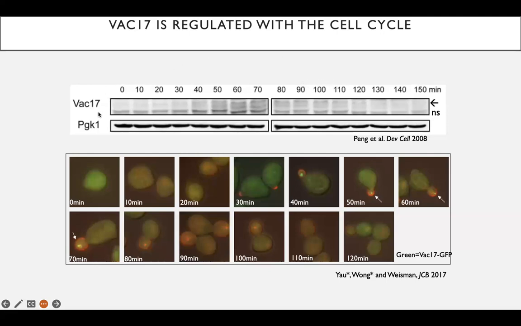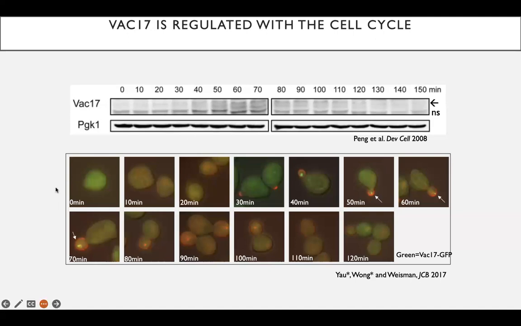So when they followed VAC17 levels, and the part that is VAC17 is these upper bands, VAC17 synthesis starts around 40 minutes into the cell cycle. It accumulates, and then you start to see its degradation, and it goes away in the culture, completing the cycle of VAC17 synthesis and turnover.